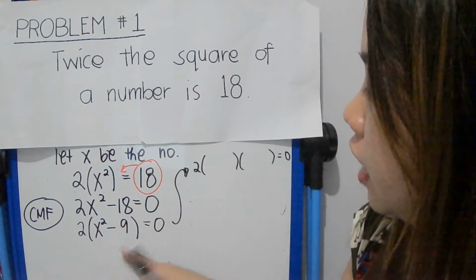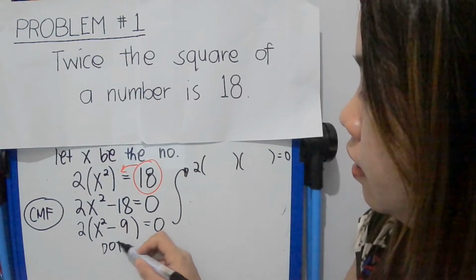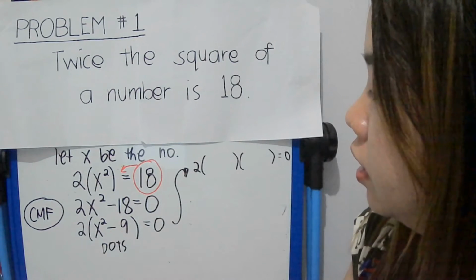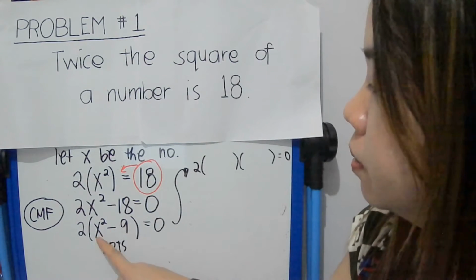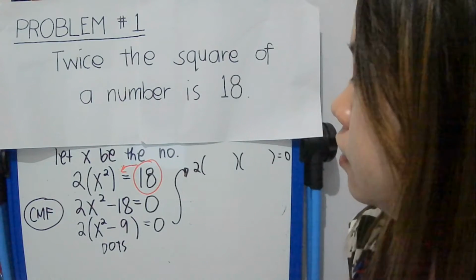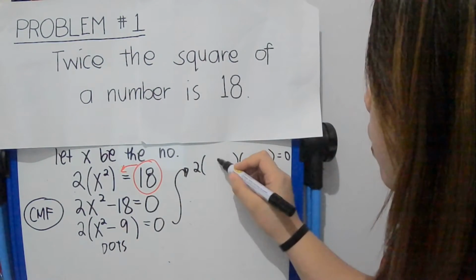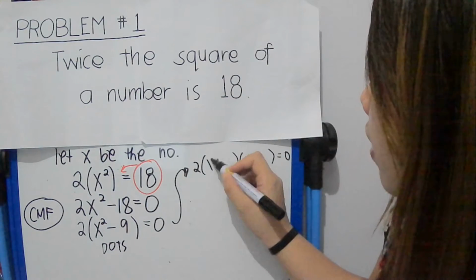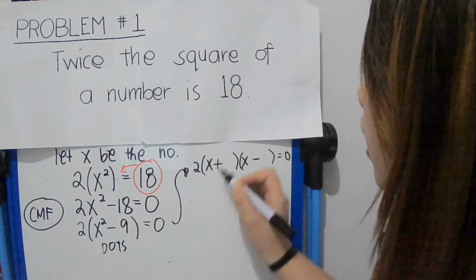So, to factor this out, we apply DOTS. Why DOTS? Kasi difference, kasi minus. Then, 2 squares, yung dalawang terms mo ay perfect squares or may square roots. So, applying DOTS, we put plus, then minus. Then, square root of x squared, we have x. Square root of 9, we have 3.